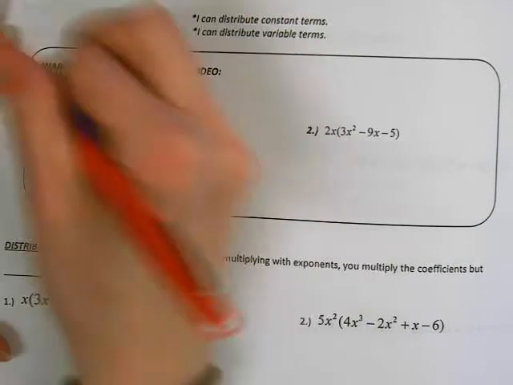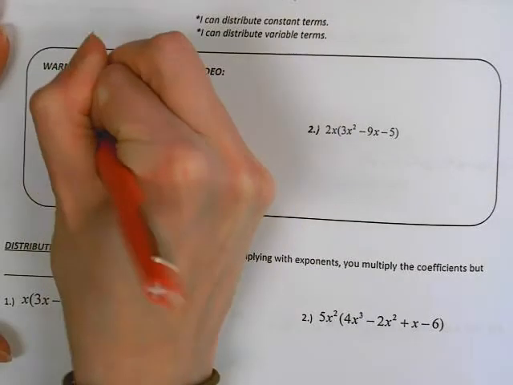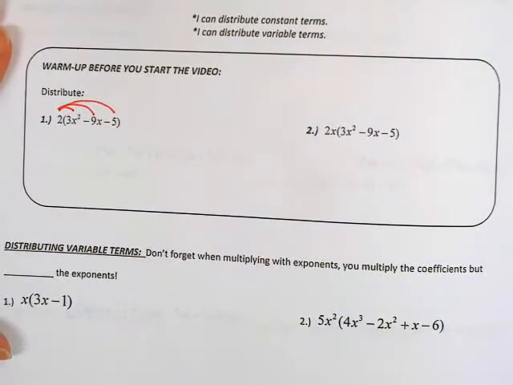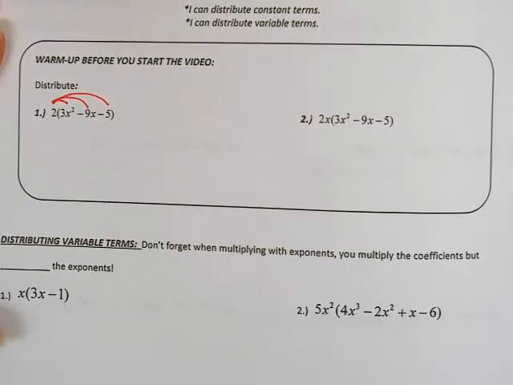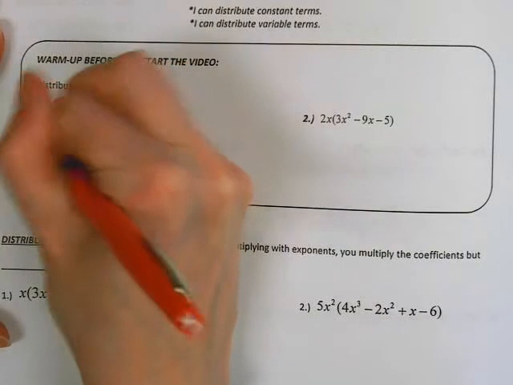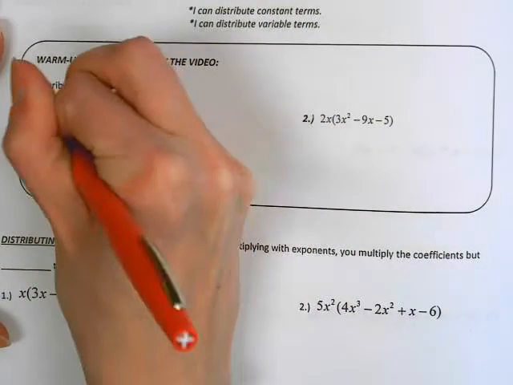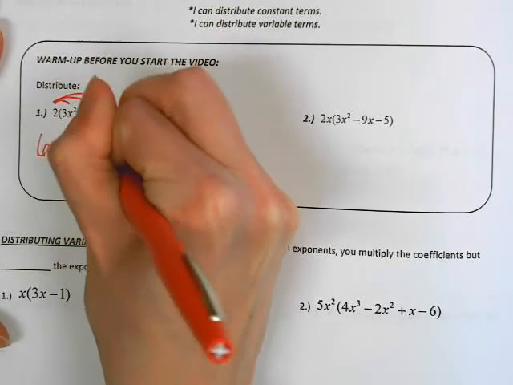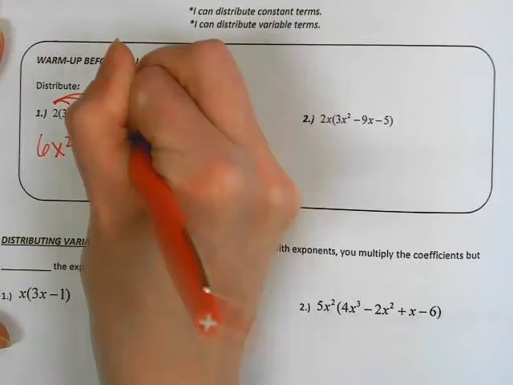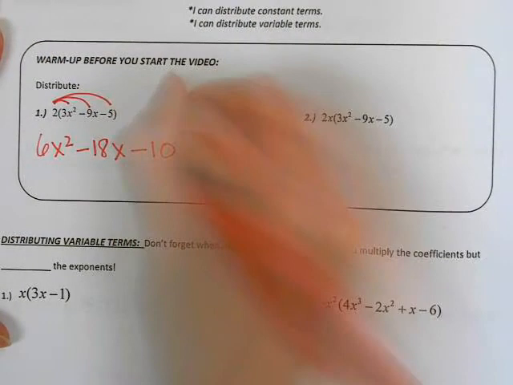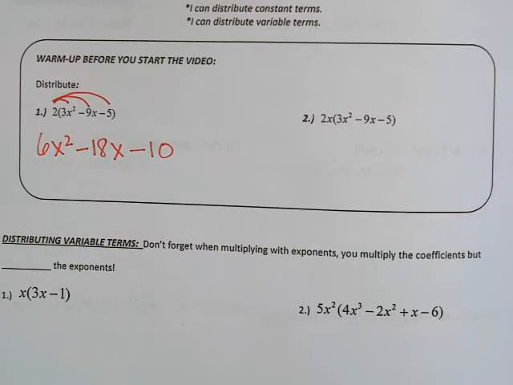So number one, we're just multiplying, right? We're multiplying everything by 2. So I thought maybe you guys could do this on your own. 2 times 3 is 6x squared. 2 times negative 9 is negative 18x. And 2 times negative 5 is negative 10. Right? Just multiply everything by 2.